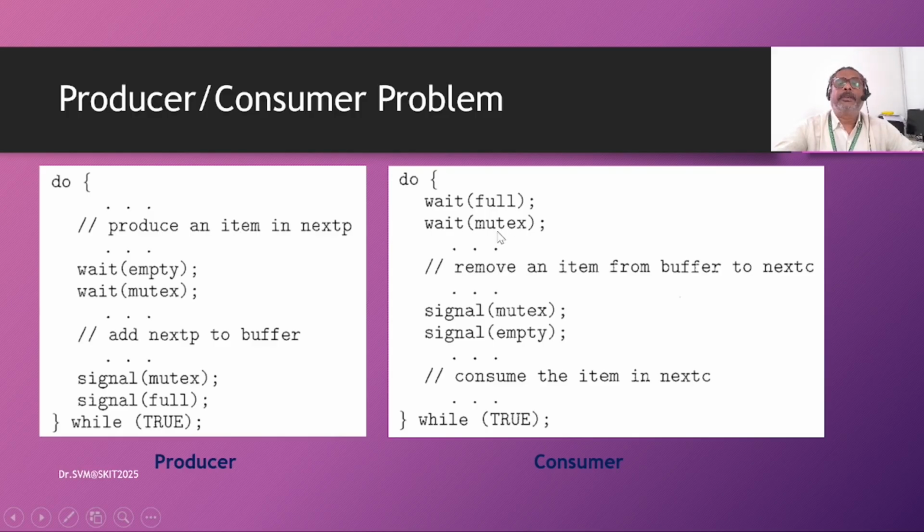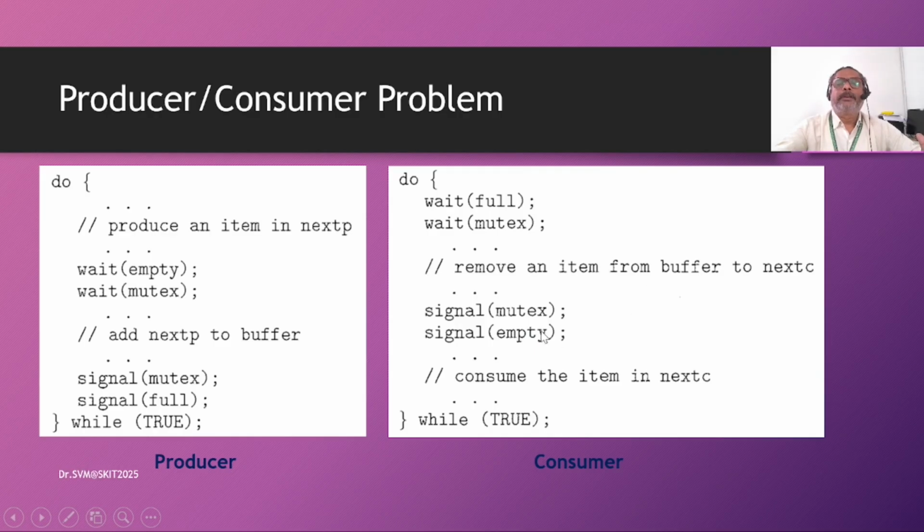If it is not being used, it will get in, and it will remove one item from the buffer and use it for the next purpose, and then signal mutex, saying that my work is over, let me unlock this semaphore and leave it open, so next time if producer wants, it can use it. And then signal empty, saying that one empty slot is increased because we have removed one item here.